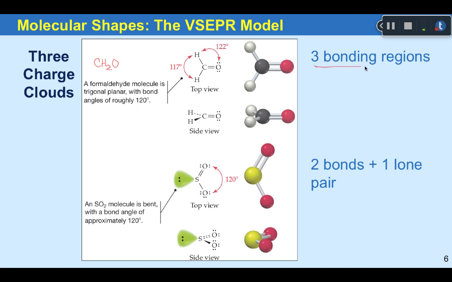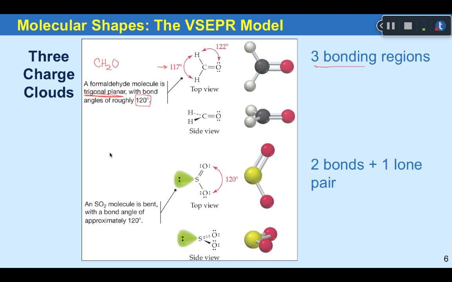So that gives you 3 bonding regions around the carbon, and we call that geometry trigonal planar, and the bond angles are going to be roughly 120. Now, not always. In this case, it's more like 117 on one side and 122 on the other. In other words, there is a little bit of variation, but we call this trigonal planar geometry because they all lie in a flat plane with 3 atoms attached to this central atom. In this particular diagram, you can kind of get the idea that it's flat if you look at it correctly.